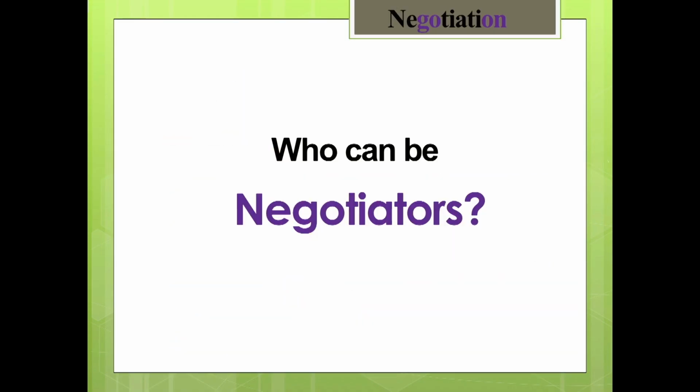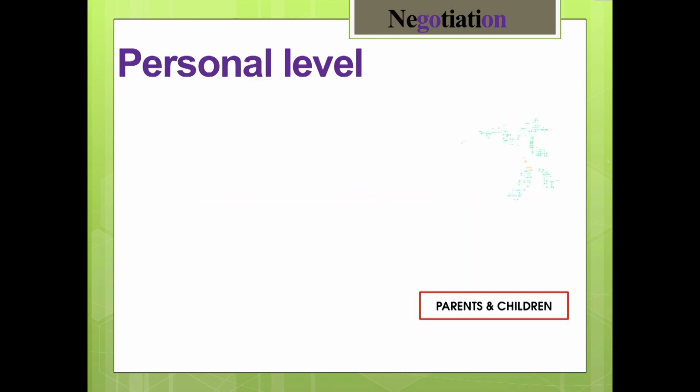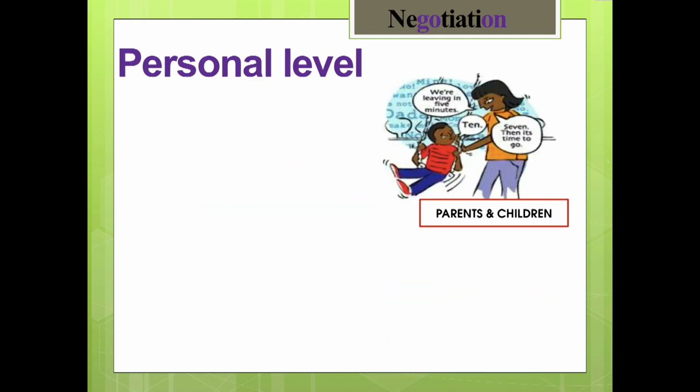And the next question is, who can be negotiators? The truth is that we negotiate every day, and everyone in their everyday life is a negotiator. On a personal level, we see that children negotiate with their parents over the things they want. For example, they want to go to bed early. They want to have a Coke instead of mineral water.